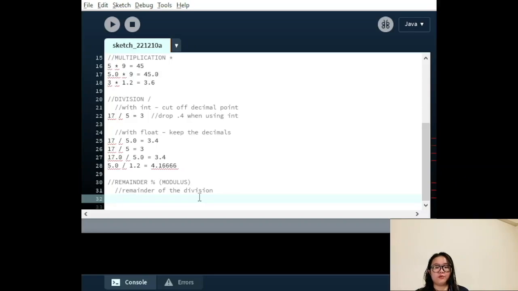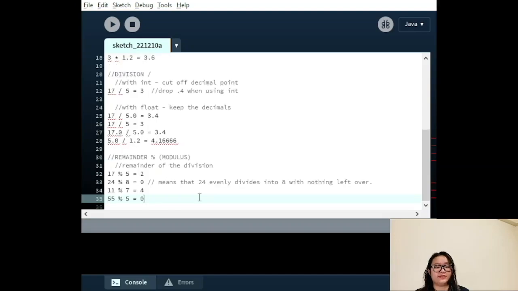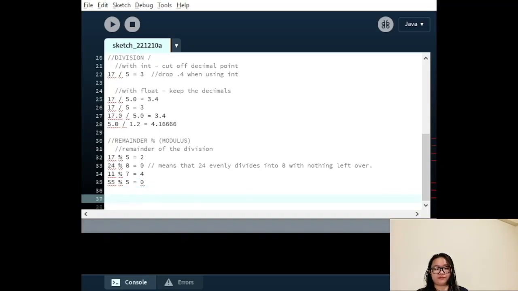Here are a few more examples. 24 modulus 8 is equal to 0, meaning that 24 evenly divides by 8 with nothing left over. 11 modulus 7 is equal to 4, and 55 modulus 5 is equal to 0.